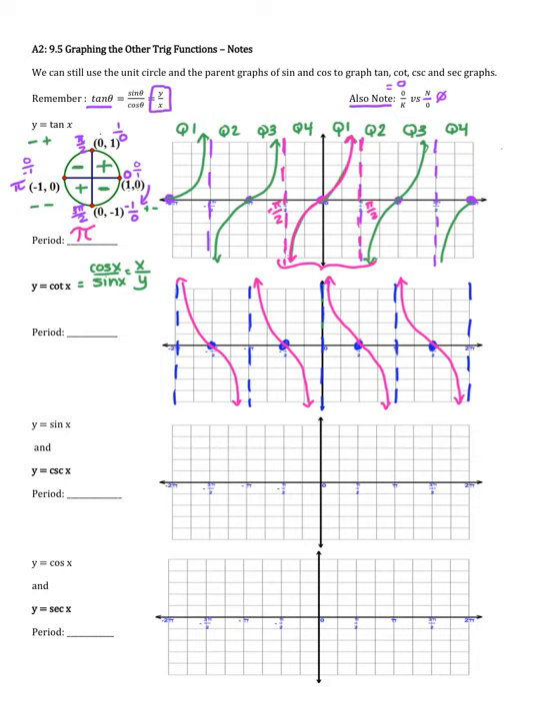And again, the region that we really care about for the parent graph is from 0 to pi. Those are going to be the asymptotes. This is quadrant 1, this is quadrant 2. Again, the period is also going to be just pi because it only takes a distance of pi, from 0 to pi, to complete one cycle.